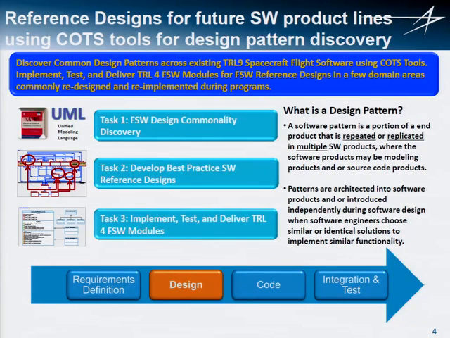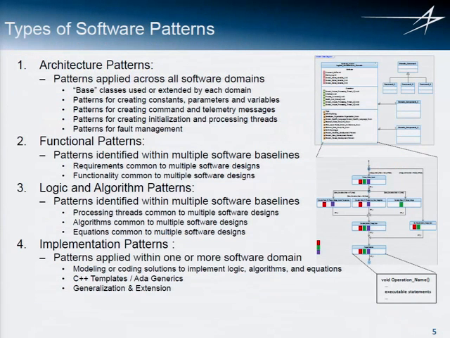Next slide. Oh, sorry. So a couple of things: design patterns means a lot of things. We basically just simplified it into 4 different areas: architectural patterns, functional, logic and algorithm, and implementation. In this effort, we really were not focused on looking at architectural and implementation patterns. So, a little about architecture.